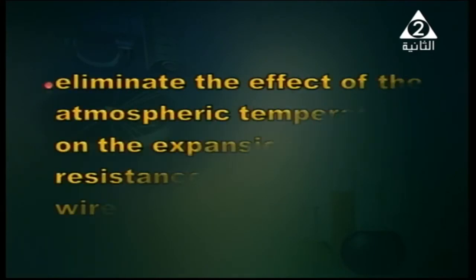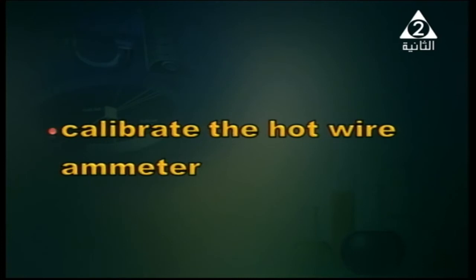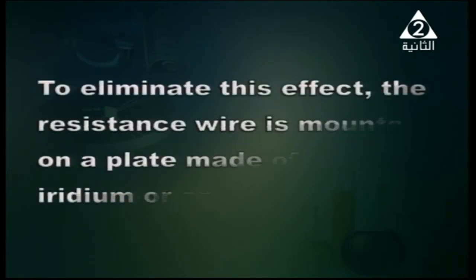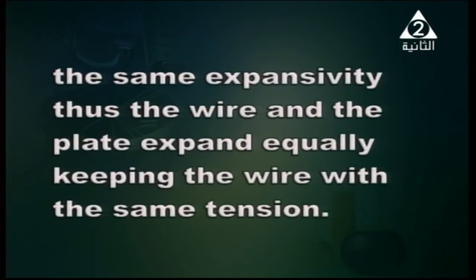And another type of questions. Explain how to eliminate the effect of the atmospheric temperature on the expansion of the resistance wire of the hot wire ammeter. Explain how to calibrate the hot wire ammeter. To eliminate this effect, the resistance wire is placed on a plate made of platinum iridium or any metal having the same expansivity. Thus, the wire and the plate expand equally, keeping the wire with the same tension.